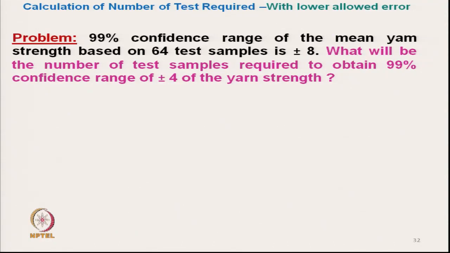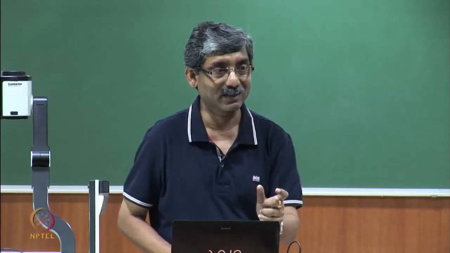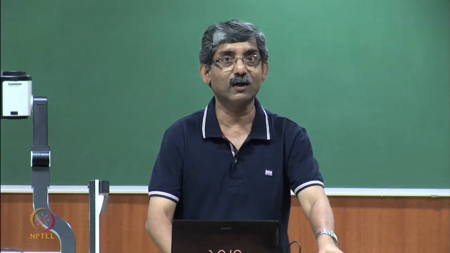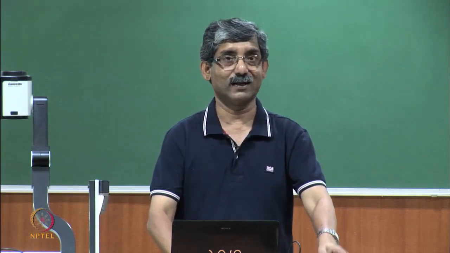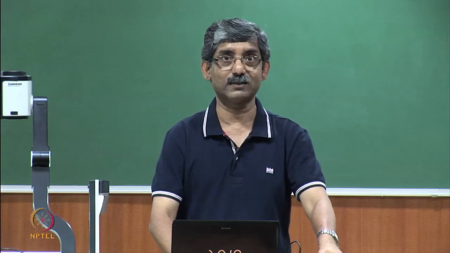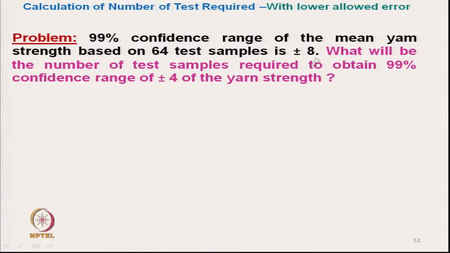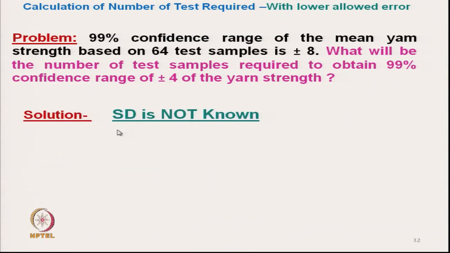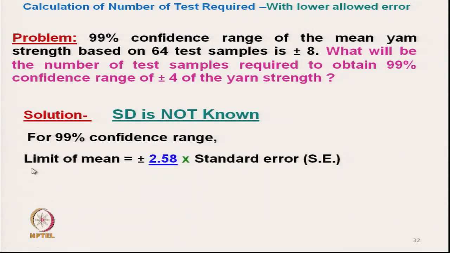So, initially 64 tests were conducted and the confidence range was plus minus 8. Now, we have reduced the confidence range, it has become plus minus 4. What we have done here is that the error has been reduced. We try to reduce the error limit. The standard deviation is not known here.